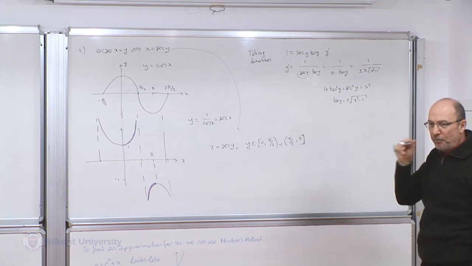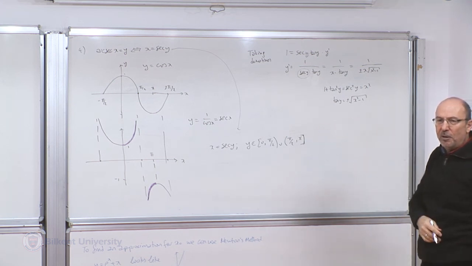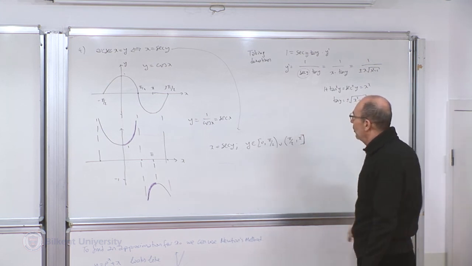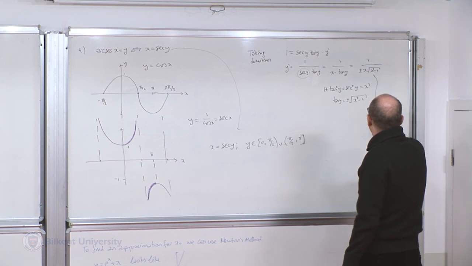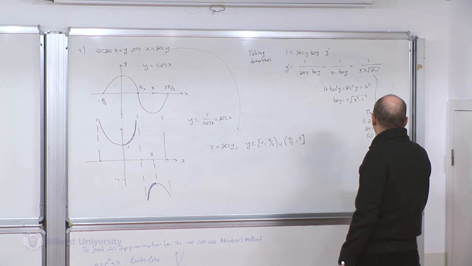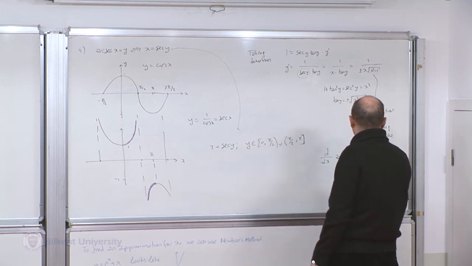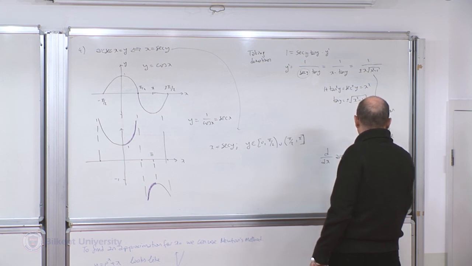But from the figure, from our choice, we chose that branch of the inverse so that the function is always increasing. And in the domain this is always positive. So the function is always increasing, so we take the plus sign. Okay, so we found that the derivative with respect to x of arcsecant x is equal to 1 over x times the square root of x squared minus 1.